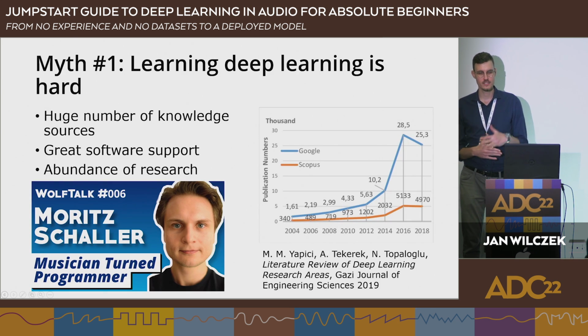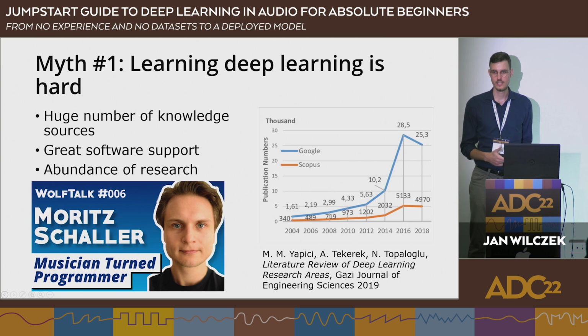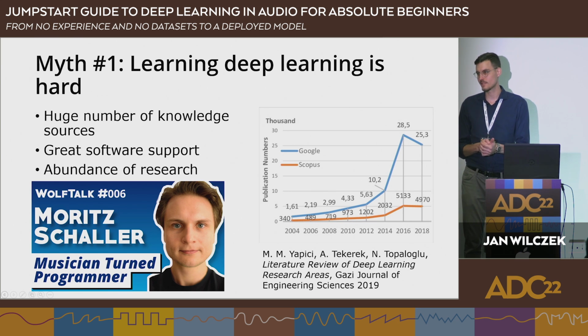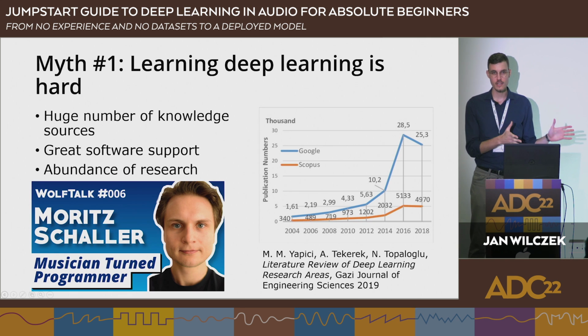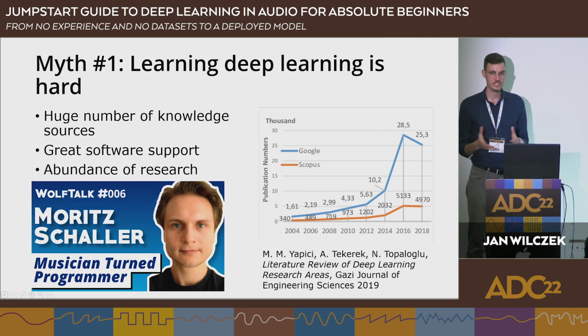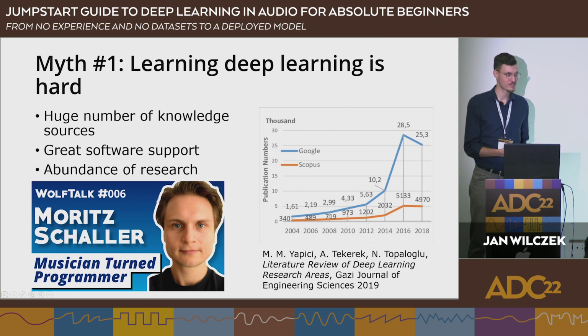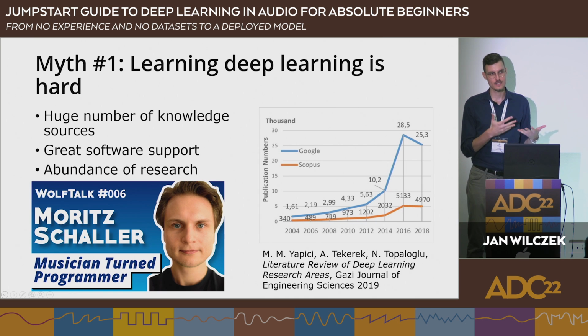So the first myth is that learning deep learning is hard. And I fundamentally disagree with this statement, because out of many areas of computer science and digital signal processing, deep learning is one which has the largest number of high-quality, online, free knowledge sources that you can draw from. And not only this, but unlike many areas of digital signal processing, it has great software support, also with huge communities of people who ask questions about this software, like, for example, on Stack Overflow.